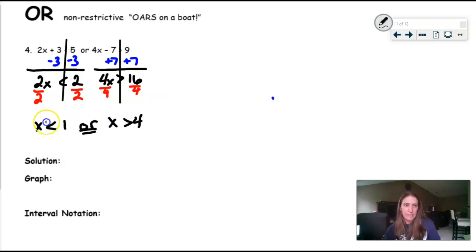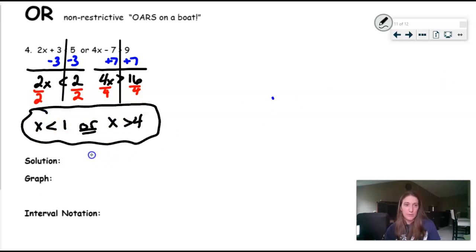So what I just wrote down here, that is your solution. It is very important that you guys put the word or in the middle. If you had nothing there, we're going to have trouble. If you put a weird symbol there that we're going to talk about in a minute, it's not going to be right either. I need the word or, O-R.